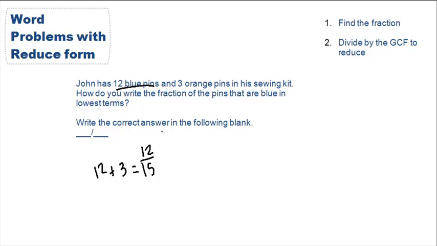The factors of 12 are 1 and 12, 2 and 6, 3 and 4. The factors of 15 are 1 and 15, 3 and 5. The greatest common factor between the two is 3.